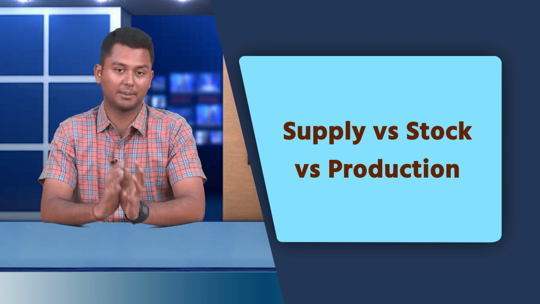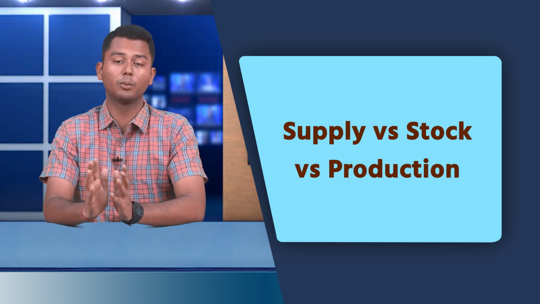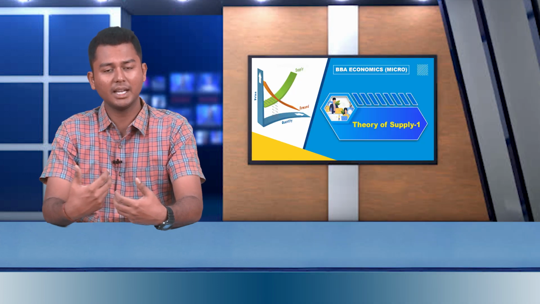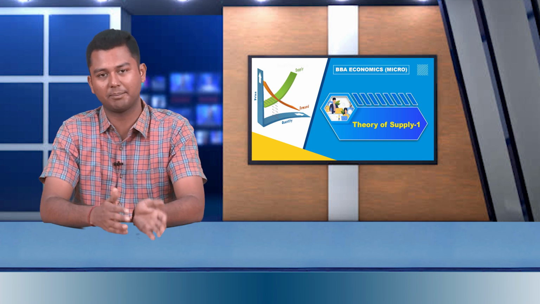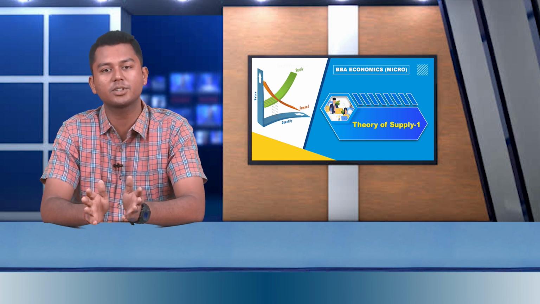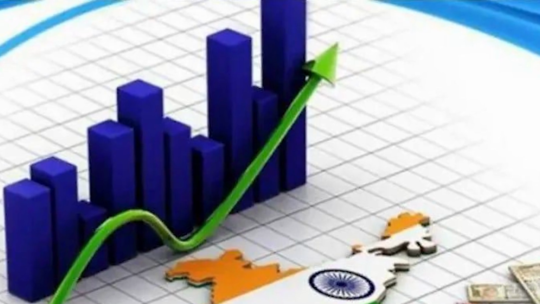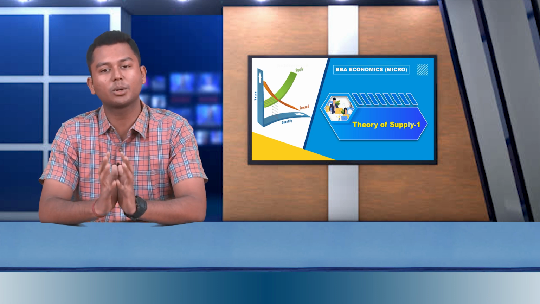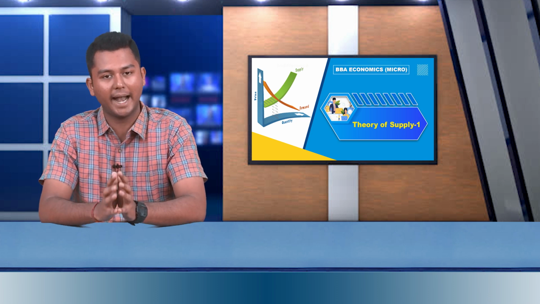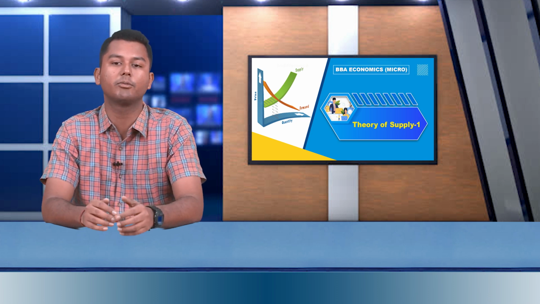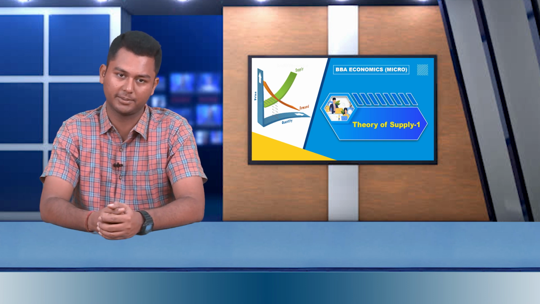Now let us look at supply versus stock versus production. Understanding the differences between supply, stock and production is crucial for clear economic analysis. Stock refers to the total quantity of goods available at a particular moment regardless of whether they are offered for sale or not.